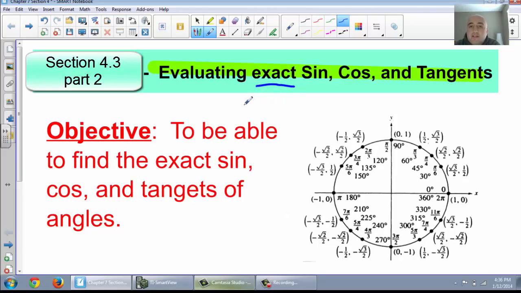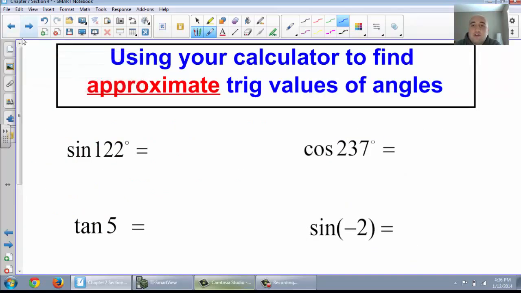Okay, so basically what you're going to do is everything that you memorized off of the unit circle in Algebra 2, you'll now know how to do, how they got these numbers. Not just what the numbers are, but actually how these numbers are achieved. Okay, so let's get right into it.